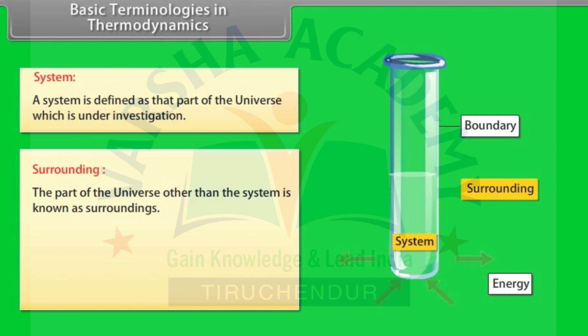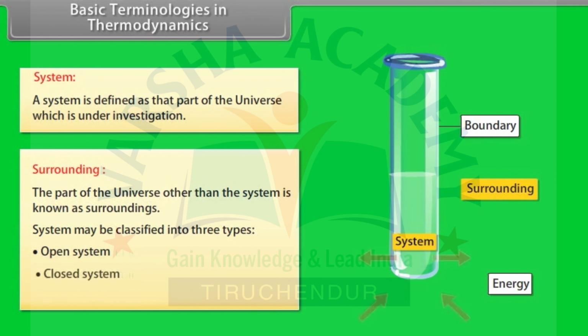For example, if a reaction mixture is taken in a test tube, the reaction mixture constitutes the system, the walls of the test tube constitute the boundary, and everything else is the surroundings. System may be classified into 3 types. Open system, closed system, isolated system.